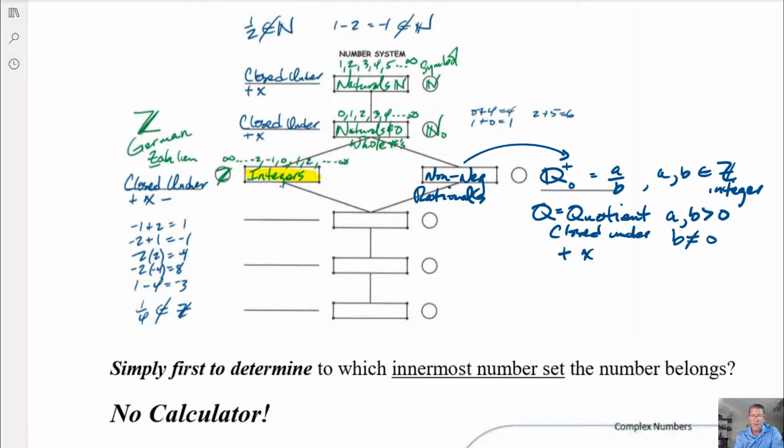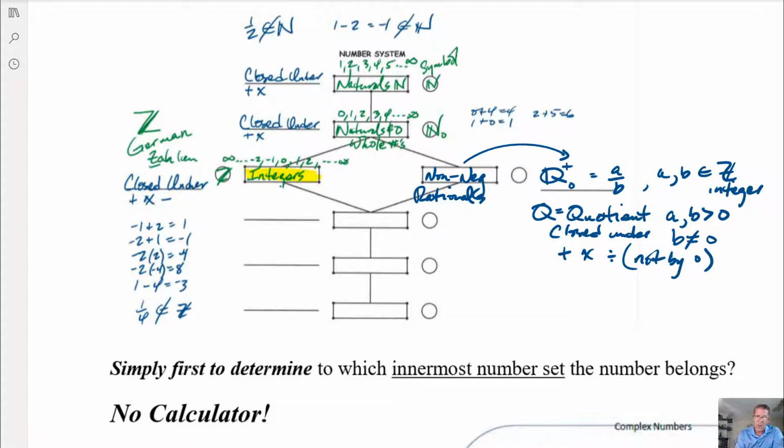So it's not closed under subtraction. And it's closed under division, with the only exception that b cannot be equal to 0. So I'm going to say it's closed under division too. You can take a divided by b, as long as b is not equal to 0. So I'm just going to say not by 0. You cannot divide by 0.